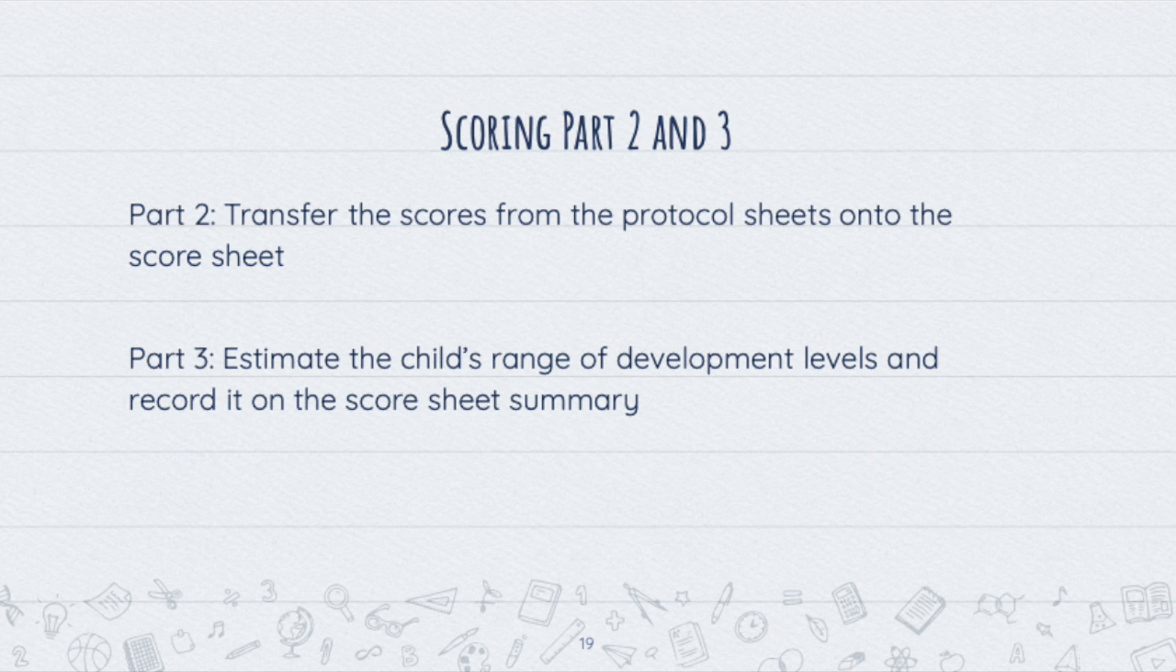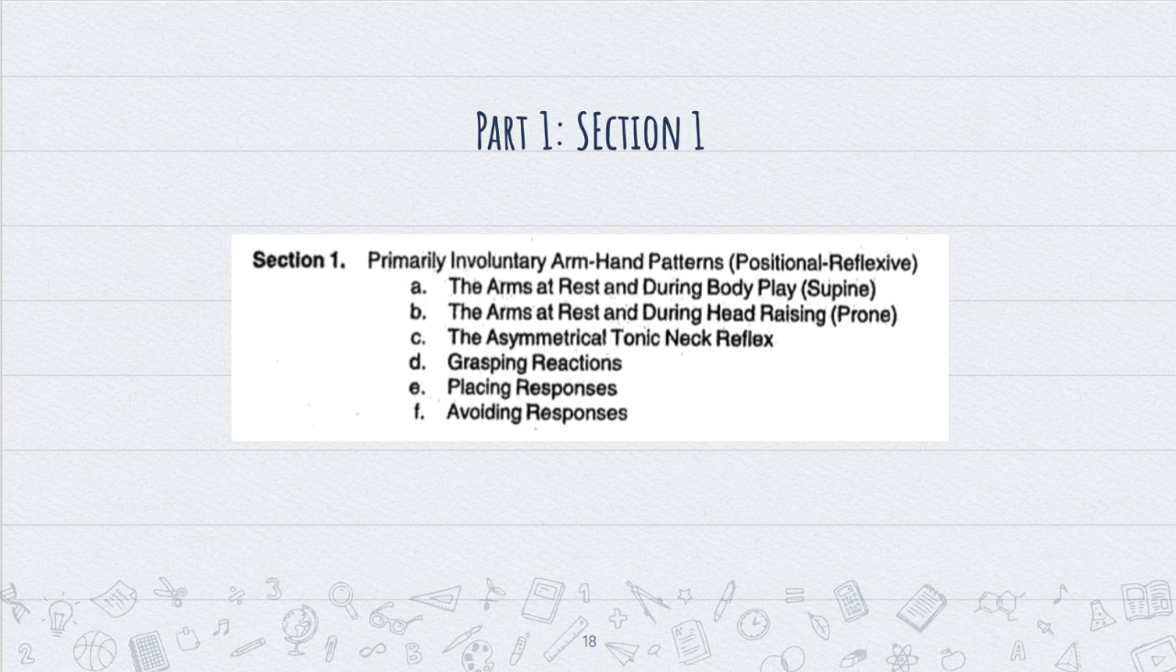For scoring Part 2 and 3. Part 2, you're just going to transfer the scores from the protocol sheets onto the score sheet. For Part 3, you're going to estimate the child's range of developmental levels and record it on the score sheet summary. Here are the reflexes that are included in Section 1 of Part 1.